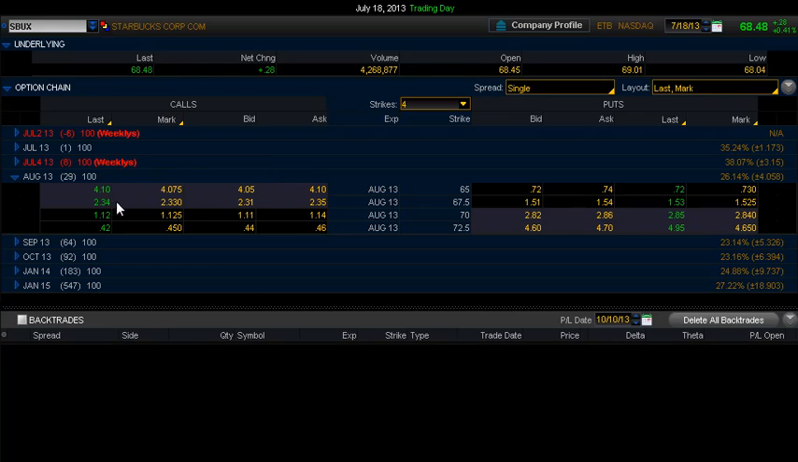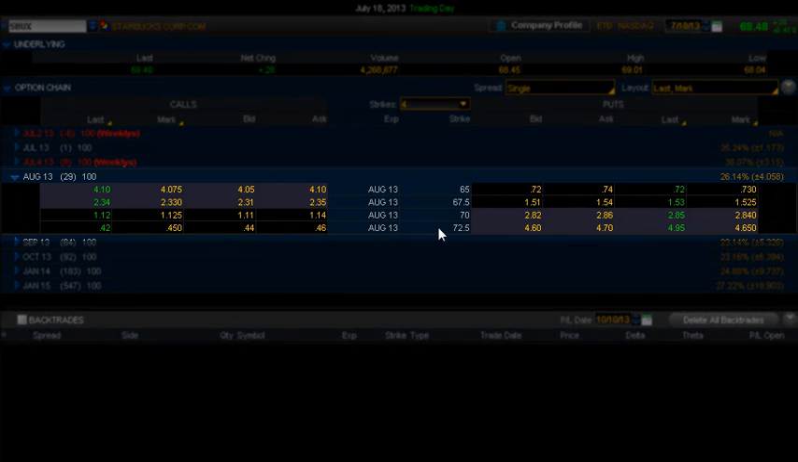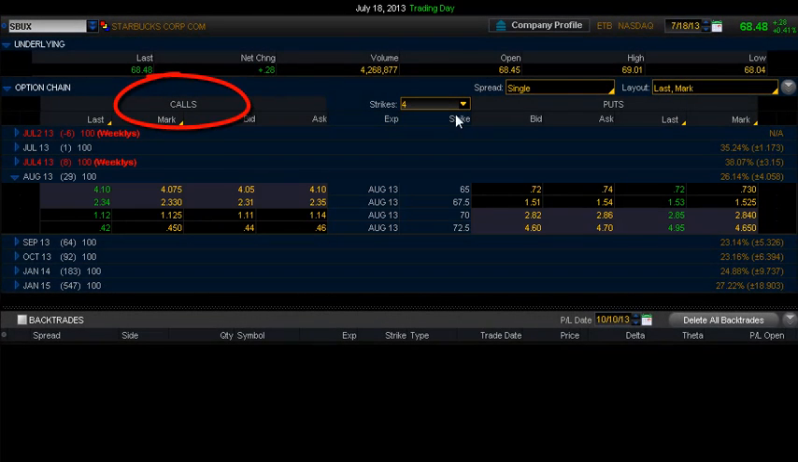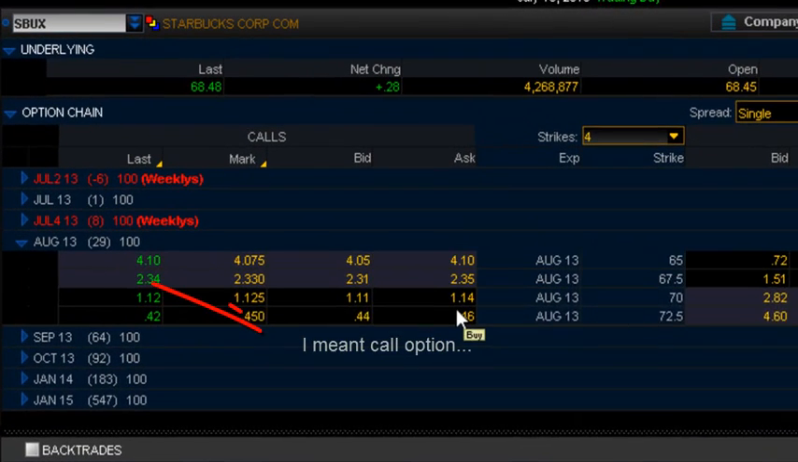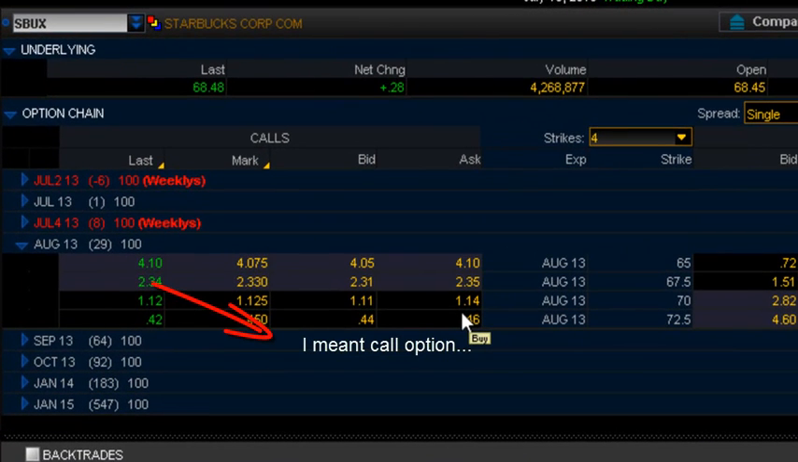So right here, you're looking at a call option, and this call option is the August 70 call option. Here's the call option side, and here's the put option side. We're only going to focus on call options over here. This August 70 call option gives me the right to buy 100 shares of Starbucks stock for $70 on or before the 3rd week of August.